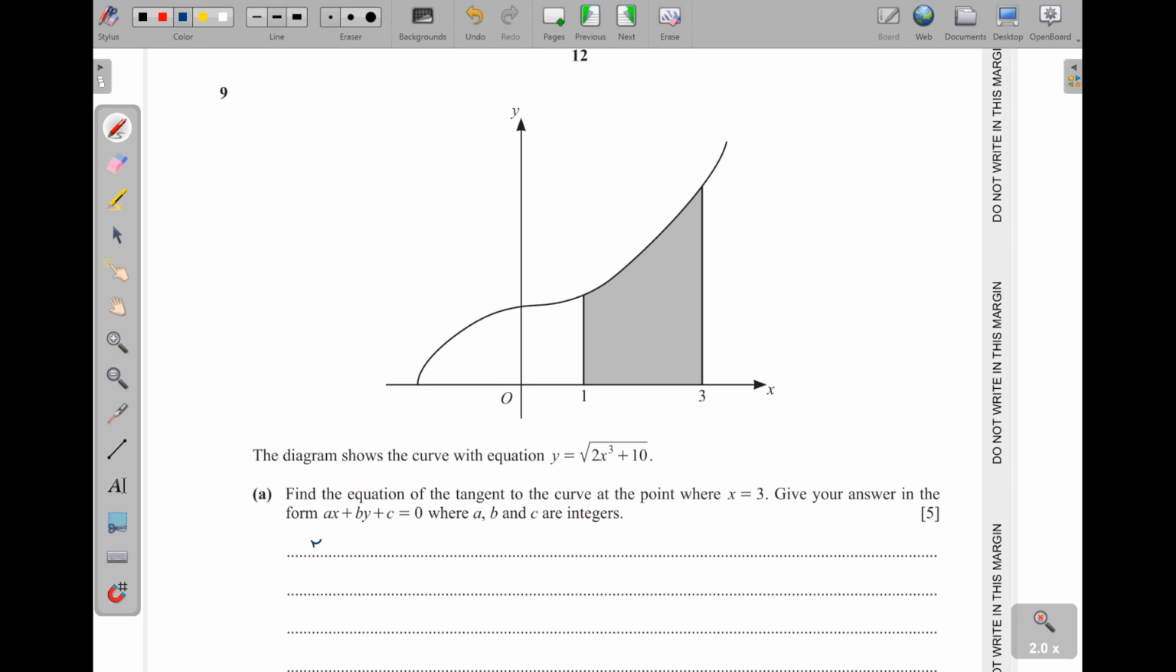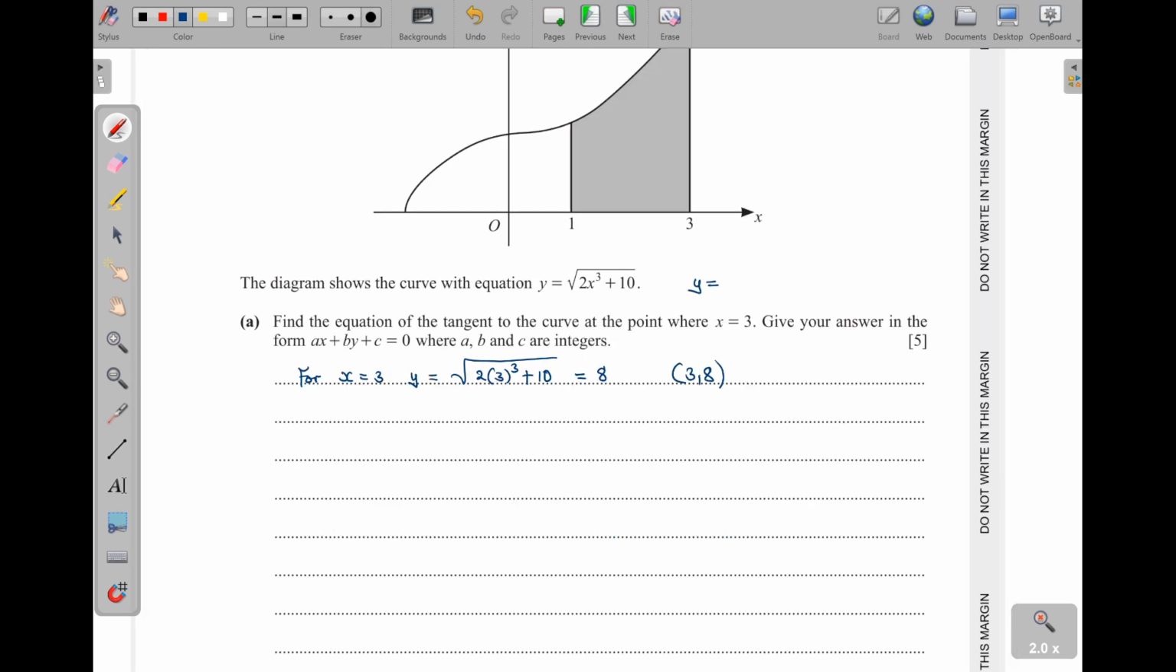So for x is equal to 3, because we know the x coordinate, what will be the y coordinate? So for x is equal to 3, what will be y? That will be the square root of 2 into 3 cubed, then plus 10, okay? So 3 cubed is 27, times 2 gives us 54, plus 10, 64. Square root of 64 will be 8. That means the point is (3, 8).